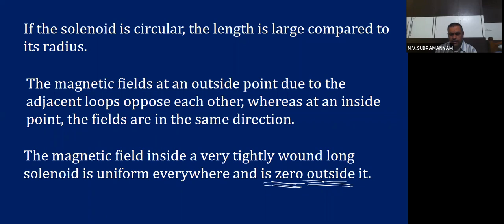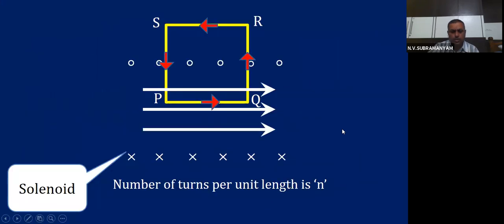Zero magnetic field for points outside. And for inside point, this is everywhere means if you leave the outside points, what is left? Inside. So for inside points, the field is uniform. Okay, the magnetic field inside a very tightly wound long solenoid is uniform everywhere and is 0 outside it. I hope you understood this. So now I will derive the magnetic field formula for inside point.